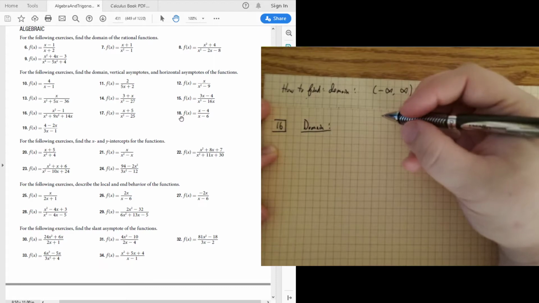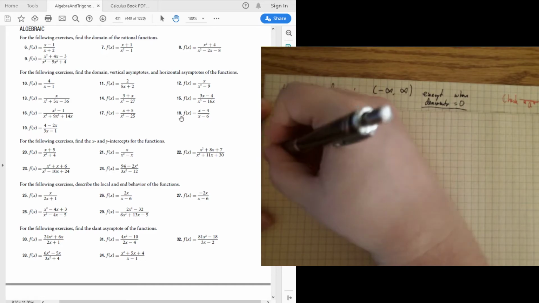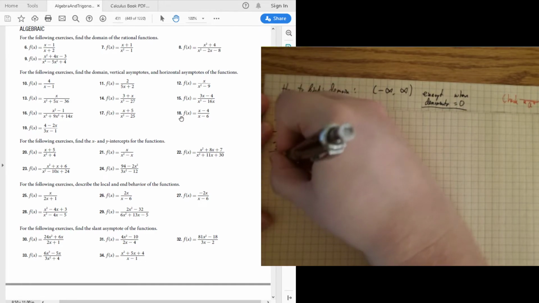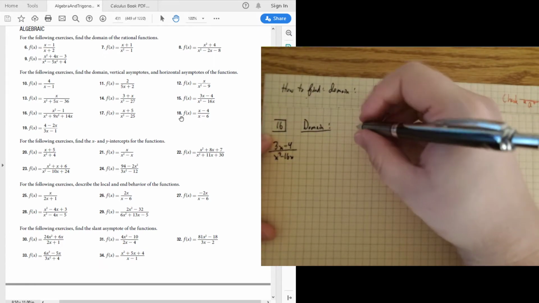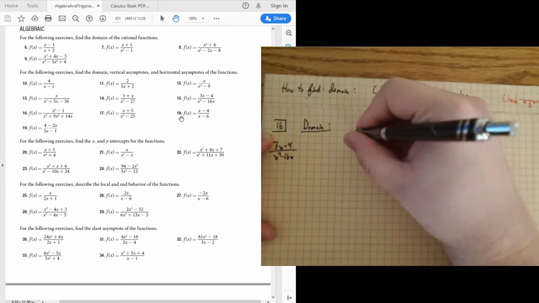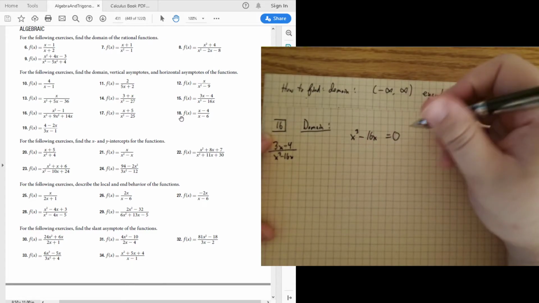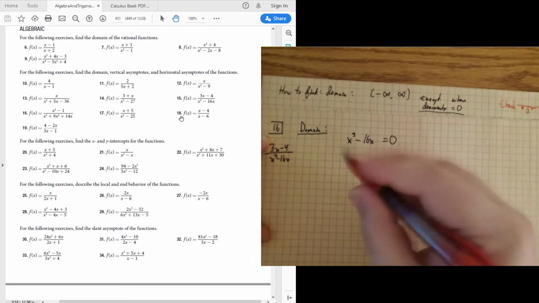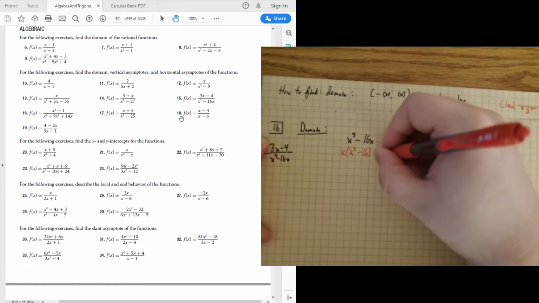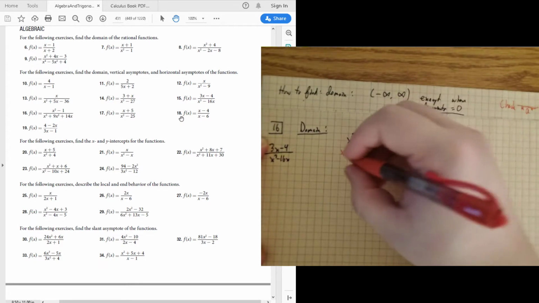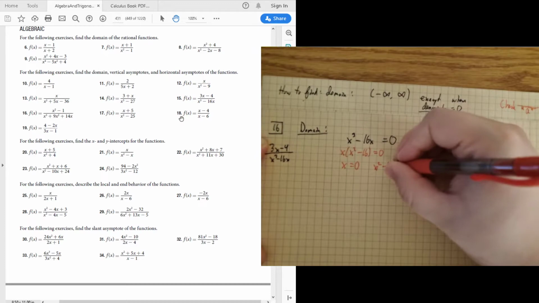To answer the question about domain, all we do is we take our original function, which was 3x minus 4 over x cubed minus 16x. To answer questions about the domain, we take the denominator, which is x cubed minus 16x, and we set it equal to 0. And then we start solving. So in this case, I could factor an x out. I could then use the fundamental theorem of arithmetic to split this into x equals 0 and x squared minus 16 equals 0.